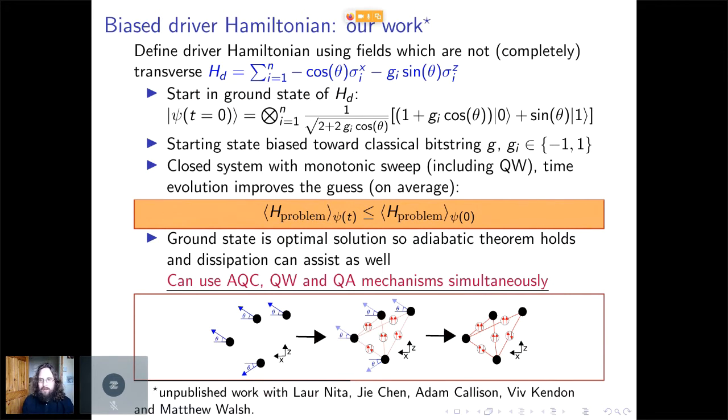Someone by the name of Duan, who wrote this Chinese Physics Letters paper, and Tobias Grass, who wrote this other paper. We formulated ours slightly differently, but the basic idea is you start in a ground state where, like I said before, you have individual spins. You rotate the spin. This G is your guess, a guess bit string, so you rotate toward that guess and you bias toward a classical bit string. You can think of it in a cartoon as having fields that aren't exactly transverse. You include some interaction. This is all unpublished work.